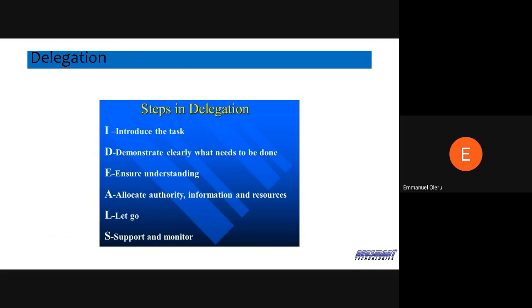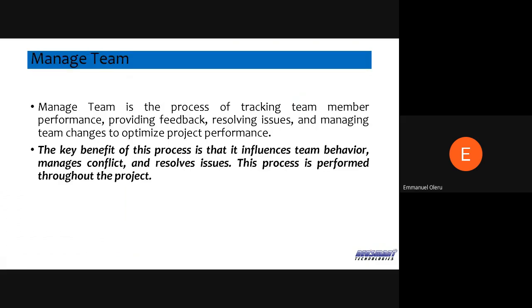100%. And then give the person authority, give the person information, give the person all the resources that the person needs to be able to carry out that work. And then let go. That's where most delegation fails. You give somebody work to do, and then every time you're micromanaging the person. At some point you have to let it go, and then support and monitor as you go.